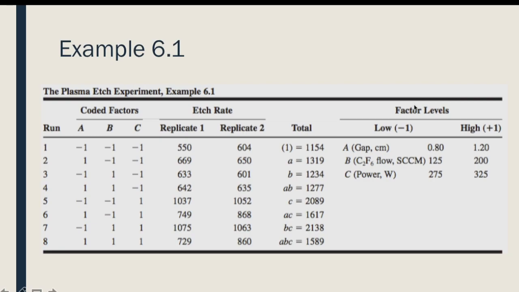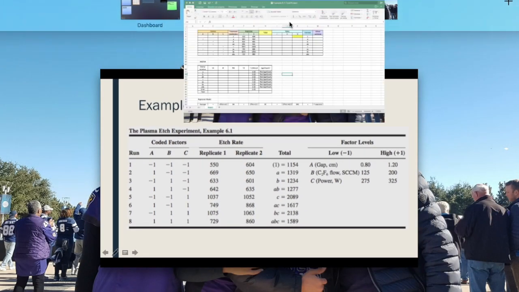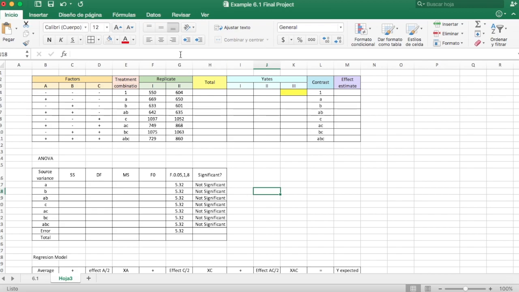So in the next list, you can see the factor levels, the low and the high for factors A, B, and C, as well as the data of the problem and the coded factors of A, B, and C, and the runs they make. So we're going to copy this table into Excel. I already have it here. So we're going to start solving the problem.